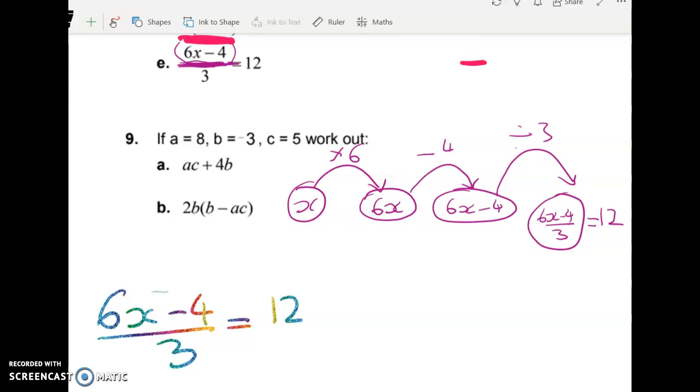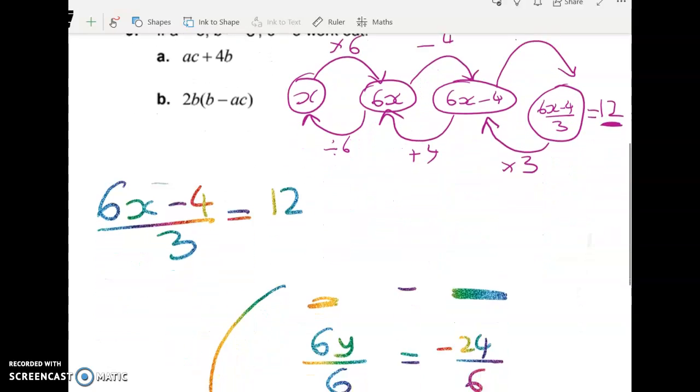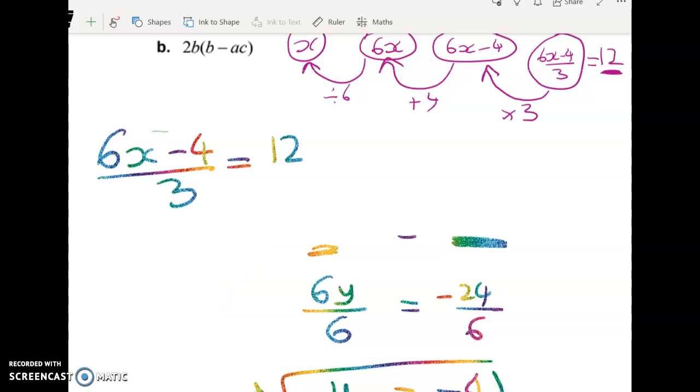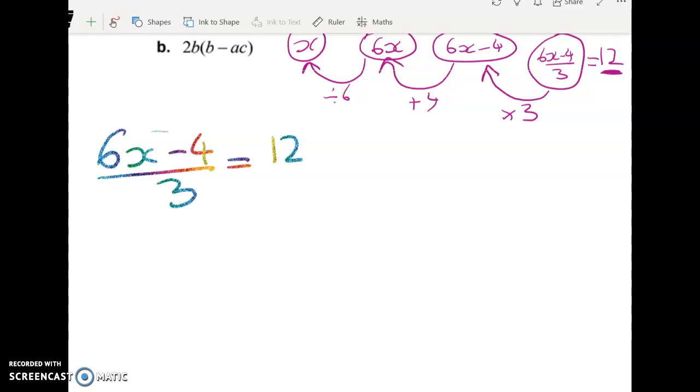We can undo this equation pretty easily because it doesn't have any x's over here. We're just going to start with the 12 and work our way back. The first thing I'm going to do is multiply by 3, then add 4, and then divide by 6. What we're going to do now is turn that into a series of equations using that ordering. So let's see how it goes. The first thing I'm going to do is multiply both sides by 3. So 6x minus 4 is equal to 36.